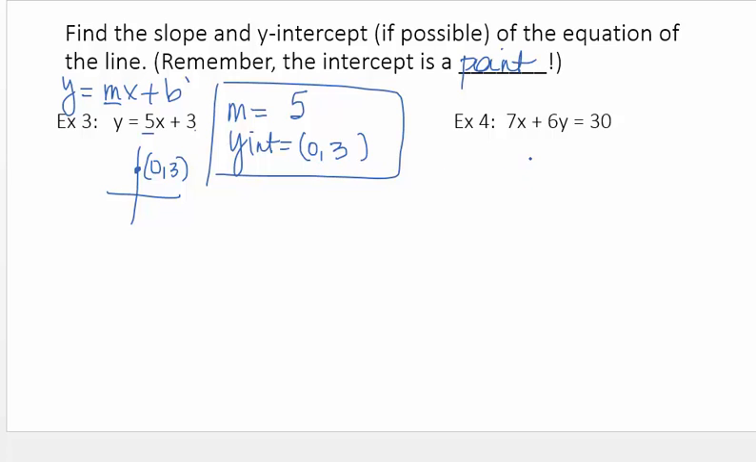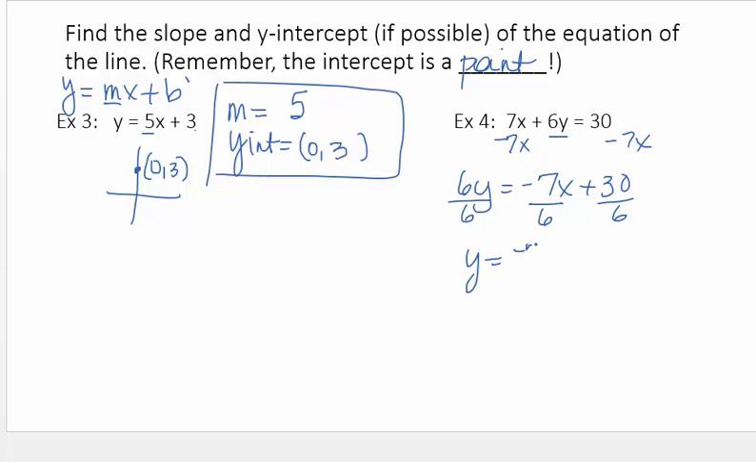So look at number 4 here. 7x plus 6y equals 30. Well, that's not in y-intercept form, so I first of all have to rearrange this equation to get y by itself before I can determine the slope and its y-intercept. So I'm going to move things around to get y by itself. So I'm going to subtract 7x from both sides. Start there. So I have negative 7x plus 30. Then I need to divide every term by 6.